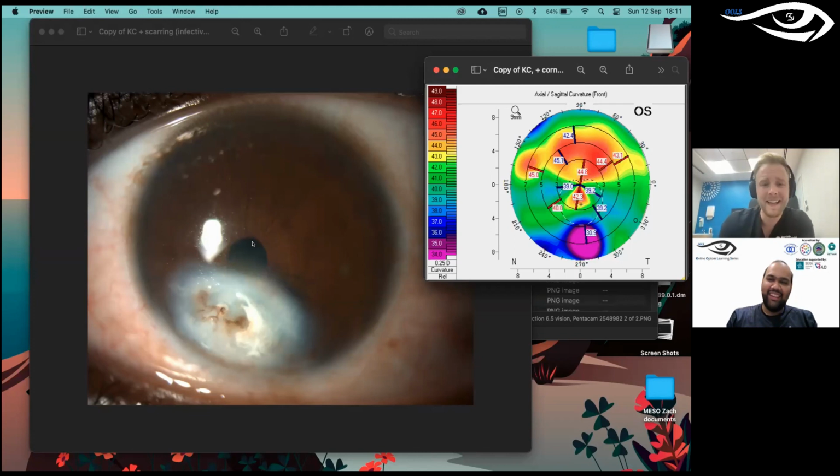So basically keratoconus causes the steepening, sort of the warmer areas. Infection causes the flatter areas. And sometimes they just beautifully balance out to give you 6.5 vision. Not a recommended treatment for keratoconus, but I thought it was quite an interesting case whenever you were talking about scarring.